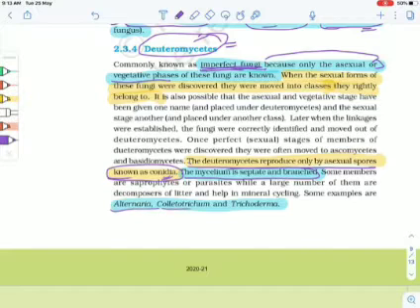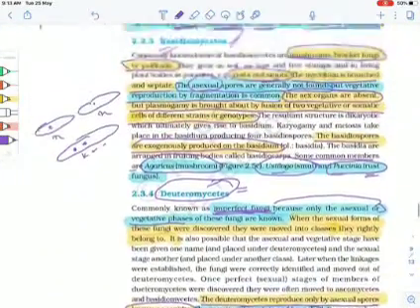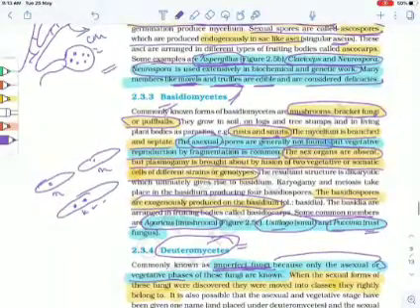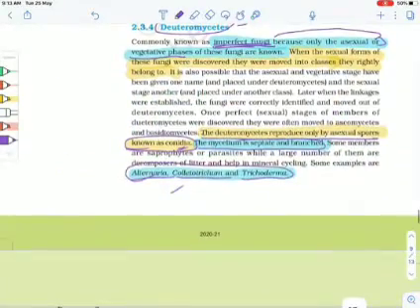Now, examples of the Deuteromycetes are important. These are Alternaria, Colletotrichum and Trichoderma. Remember the examples. Try to remember the examples as much as you can, because these are important examples, because this is given in NCERT. So NCERT is sufficient. Try to remember all the examples carefully.